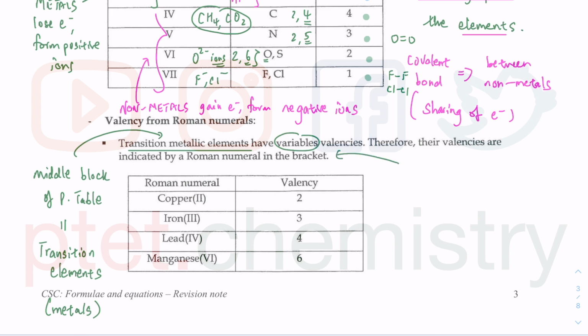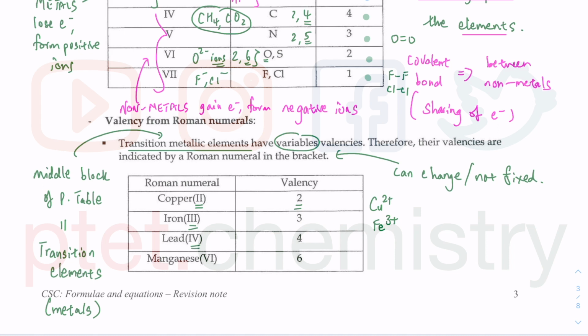Variable means it can change, it's not fixed. Vary is the English word for change. It means it is not fixed at all. This is copper 2, you pronounce this as copper 2. It means you have the copper 2 plus ion, and therefore the valency follows the charge of the ion. Iron 3, the charge is 3 plus, so the valency follows the charge of the ion, which is plus 3.